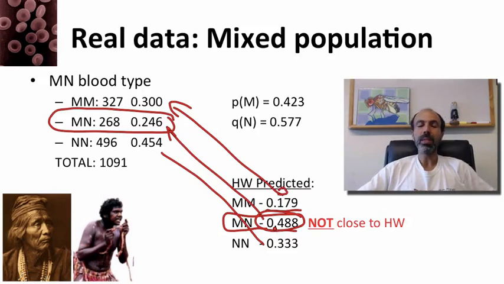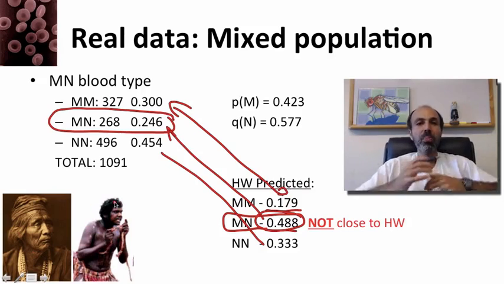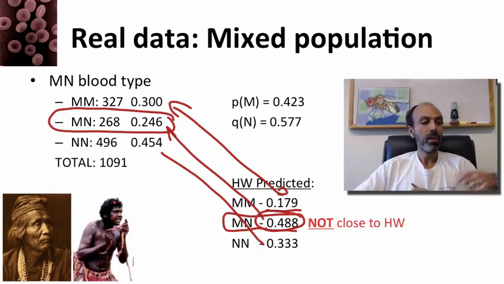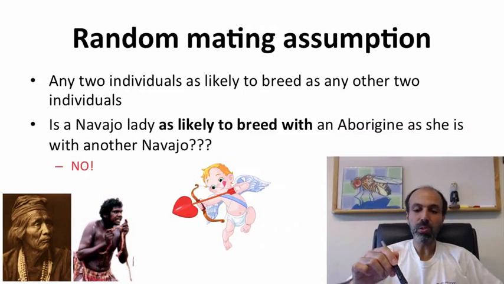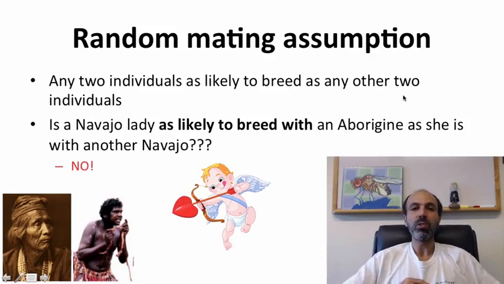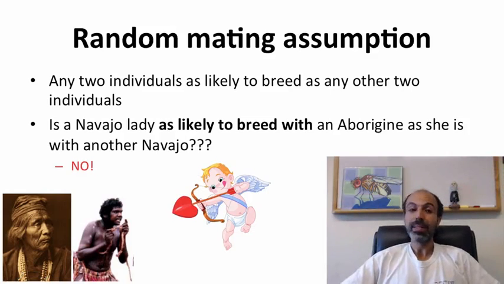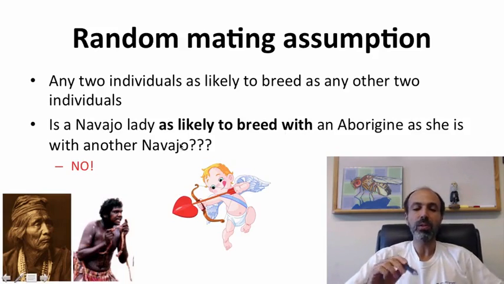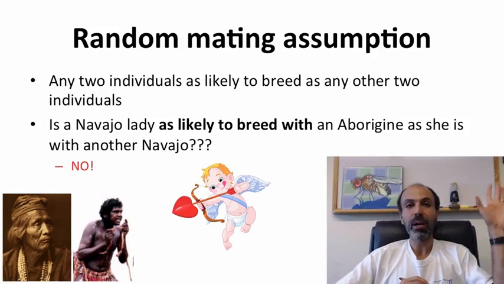Now, why might we see this? Why do we see this deviation? We have a Hardy-Weinberg population, another Hardy-Weinberg population. Why isn't it Hardy-Weinberg when we put them together? What assumption have we deviated from? Well, one big assumption we deviated from, from the list I showed you earlier, was the assumption of random mating. The idea is that any two individuals are as likely to breed as any other two individuals. Remember from the first video of the series, the gametes just floating all around. It's not like that here, because the Navajo lady is not as likely to breed with an Aborigine as she is with another Navajo. So imagine that in one population, big A is abundant, then big A's are going to be very likely to encounter other big A's.